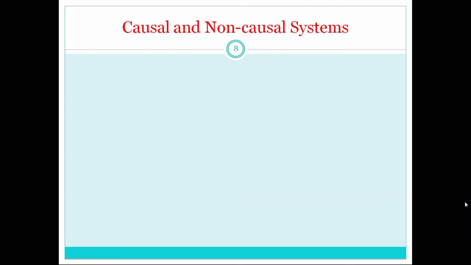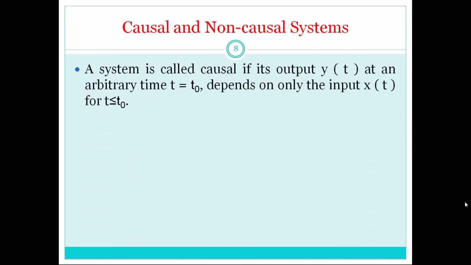causal and non-causal systems. A system is causal if its output y of t at any arbitrary time t equal to t naught depends on only the input x of t for t less than or equal to t0. That means it depends upon the current value of the input, that is t equal to t naught, and the previous value of the input, that is t less than t naught.